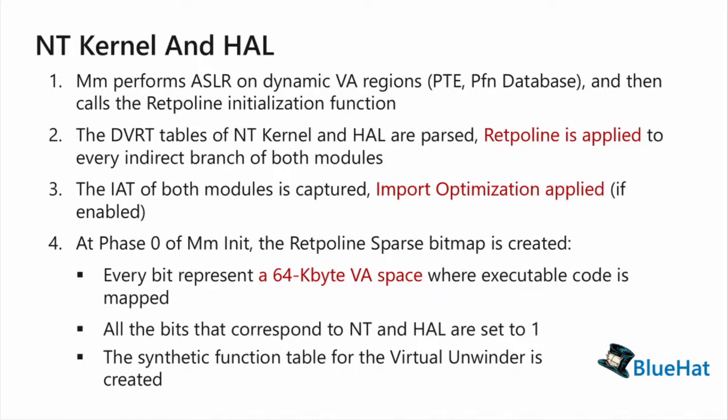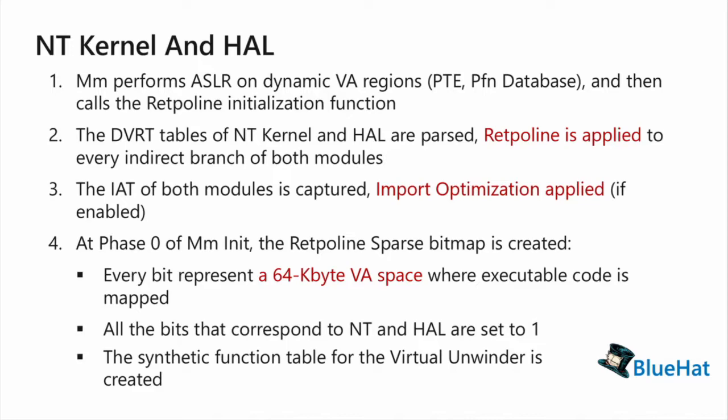Later, at phase 0 of MM initialization, there is the Retpoline sparse bitmap creation. This bitmap has two characteristics. First, it is sparse, so we don't consume a lot of RAM, because sparse means that only the needed regions of the bitmap are actually allocated. And the second is that each bit of this bitmap represents a 64 kilobyte VA space, because we have noted that every section in the PE image is normally aligned to 64 kilobytes.